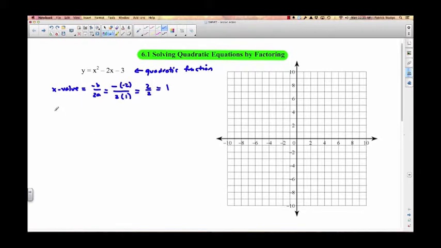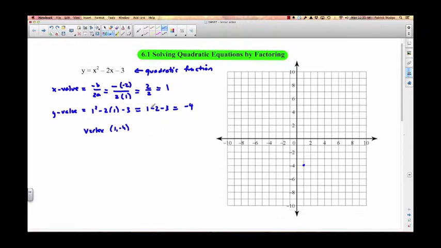as our x value. Now to get our y value, you could use that other crazy formula, which I don't remember, or you could plug 1 into all the x's. So we get 1 squared minus 2 times 1 minus 3. That equals 1, take away 2, take away 3, which equals negative 4. So our vertex is at 1, negative 4. And I guess I could write that. Vertex is at 1, negative 4.